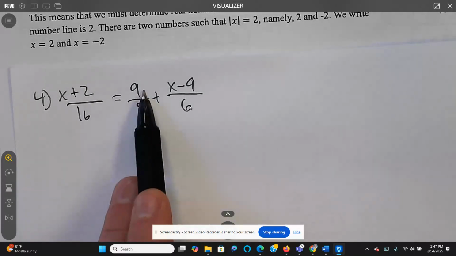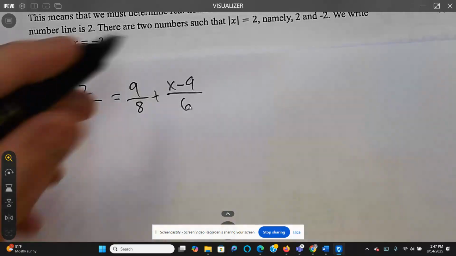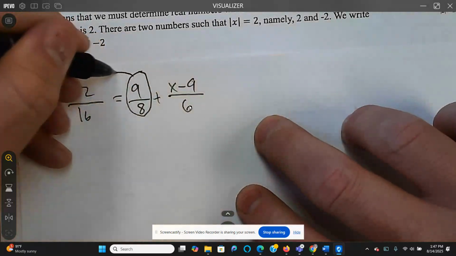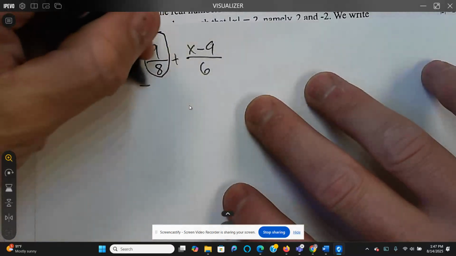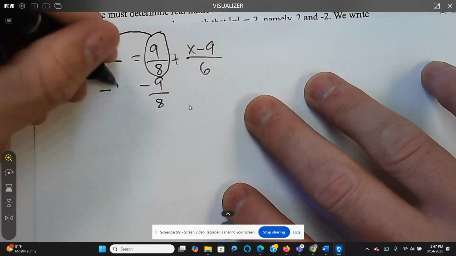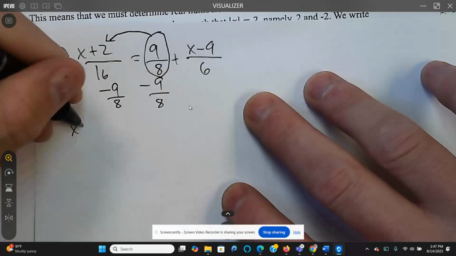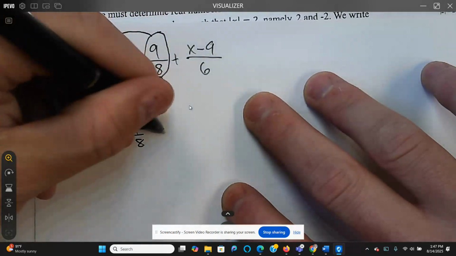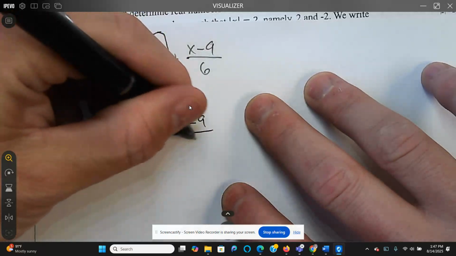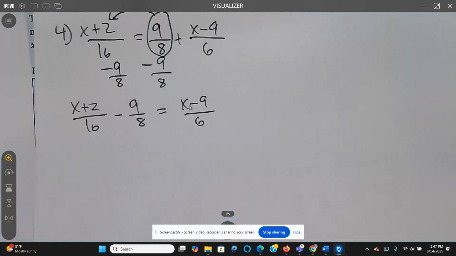Here's what I would do. I would first move this piece over here with this one. Now, I don't know if this is the most efficient way, but I thought this might be a way that we could do this. So x plus 2 divided by 16 minus 9/8 equals x minus 9 divided by 6. And I'll pause there for a moment.